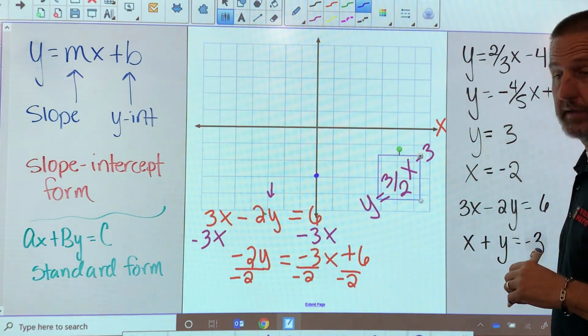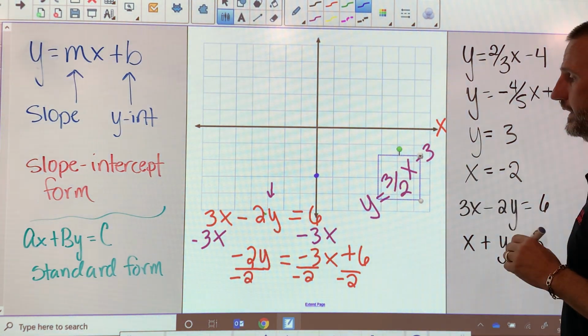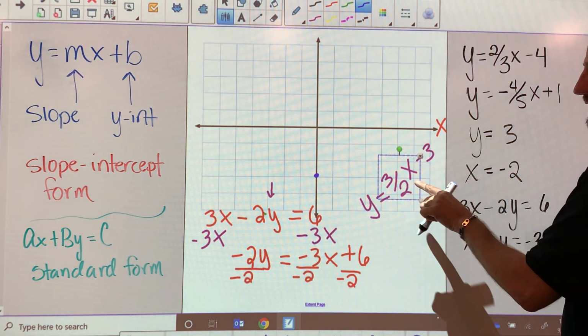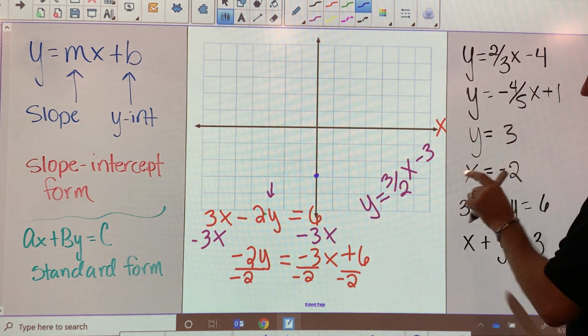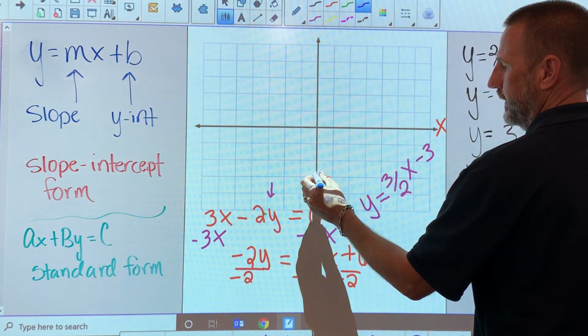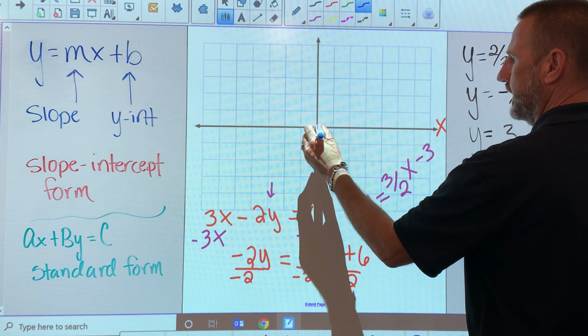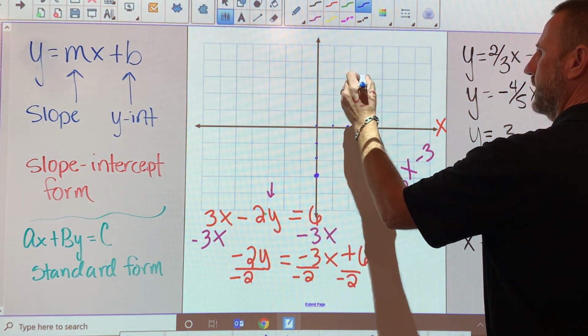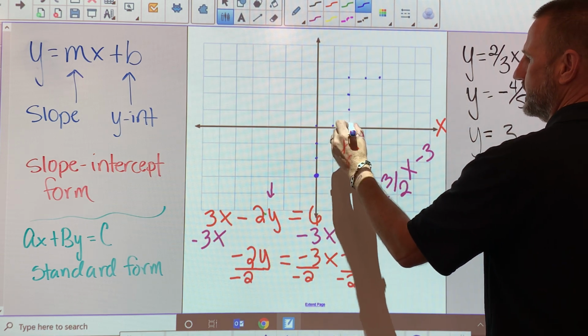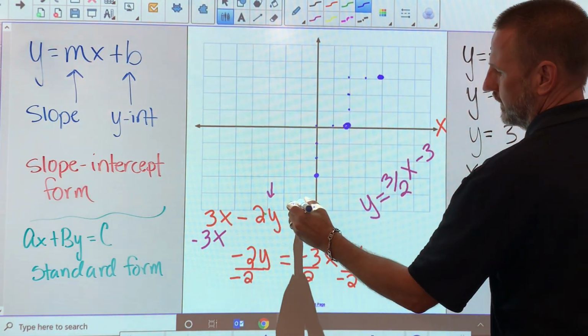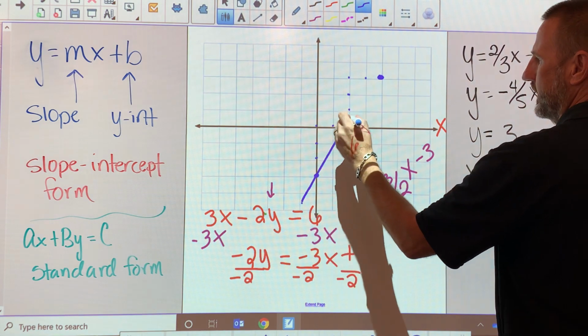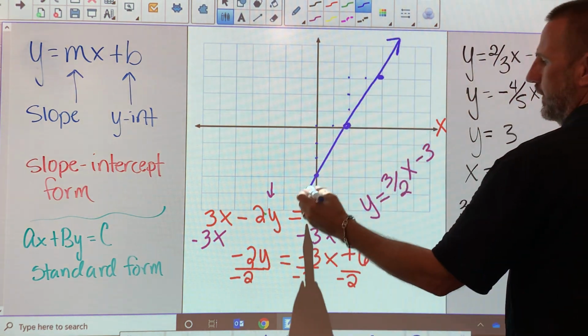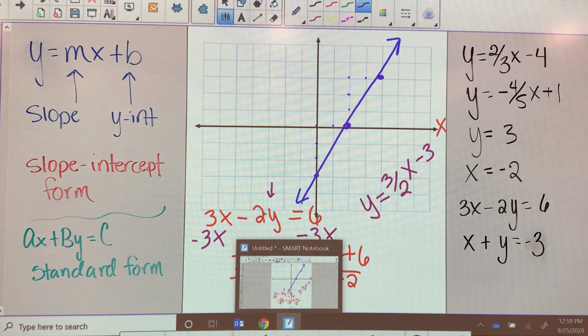Whatever. So I start at negative 3, and then my slope tells me that I need to rise 3 and run 2. So my staircase, if you will: 1, 2, 3, 1, 2. 1, 2, 3, 1, 2. So this gives me... I just connect my dots, and this gives me the graph of that function right there, or that equation, 3x minus 2y is equal to 6.